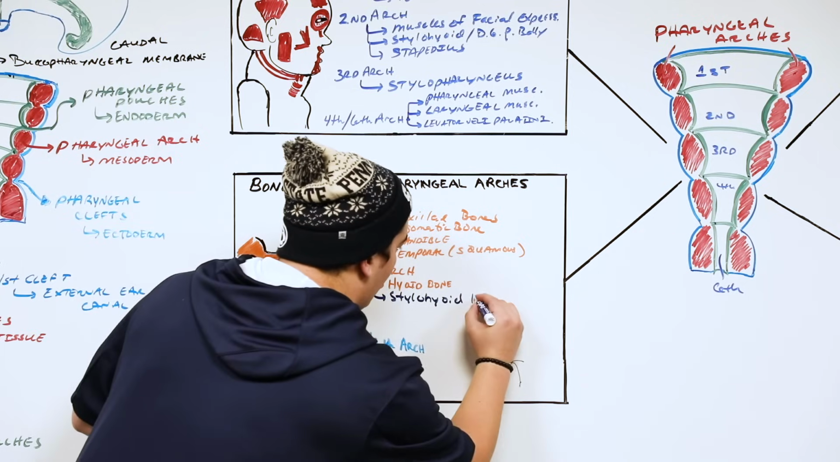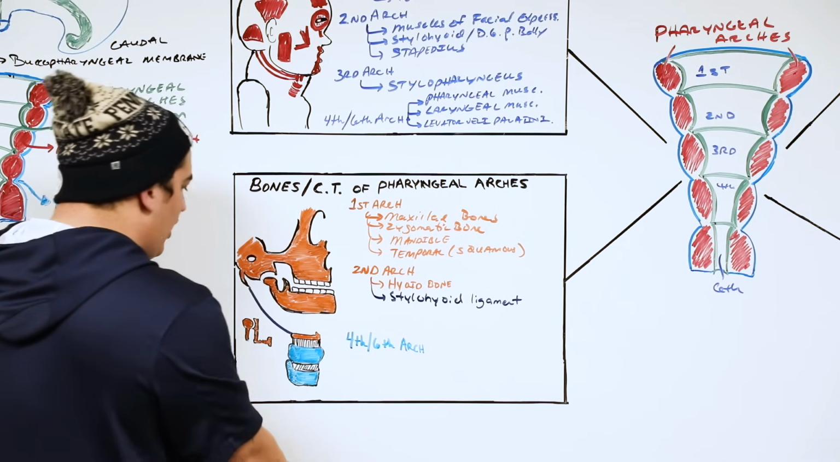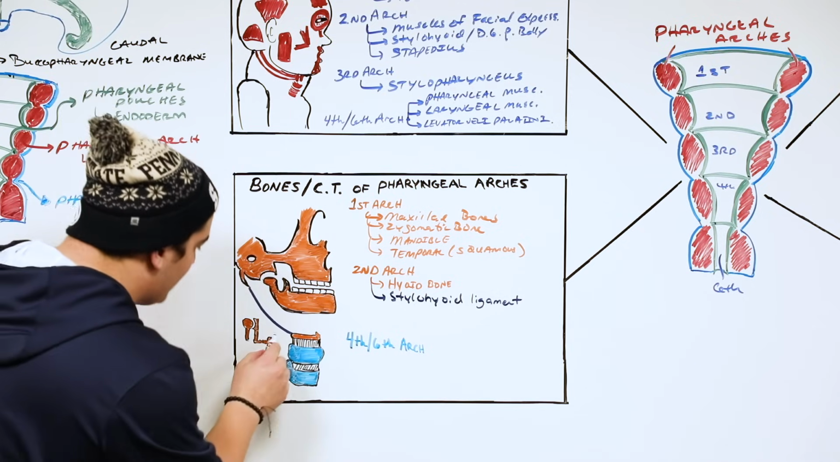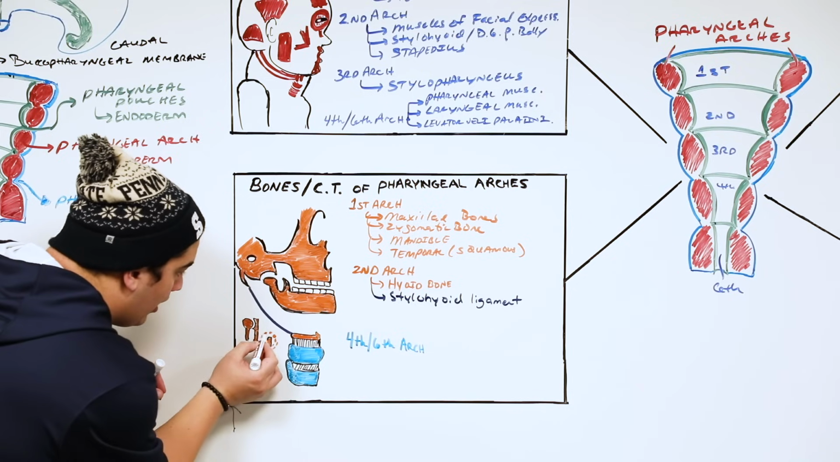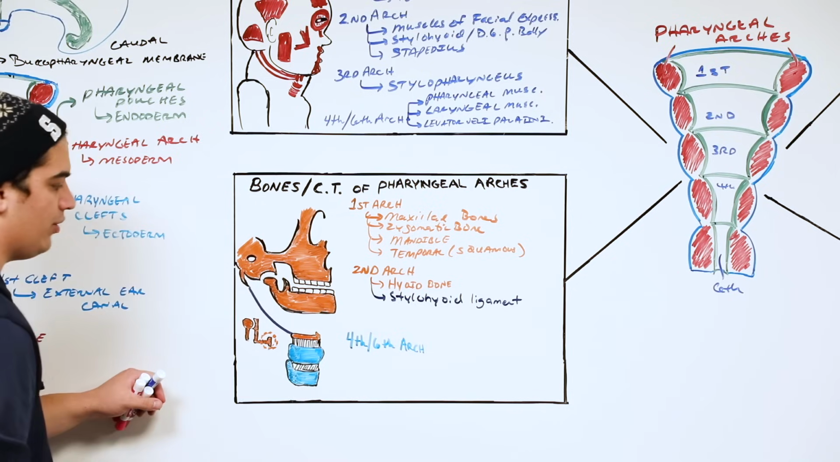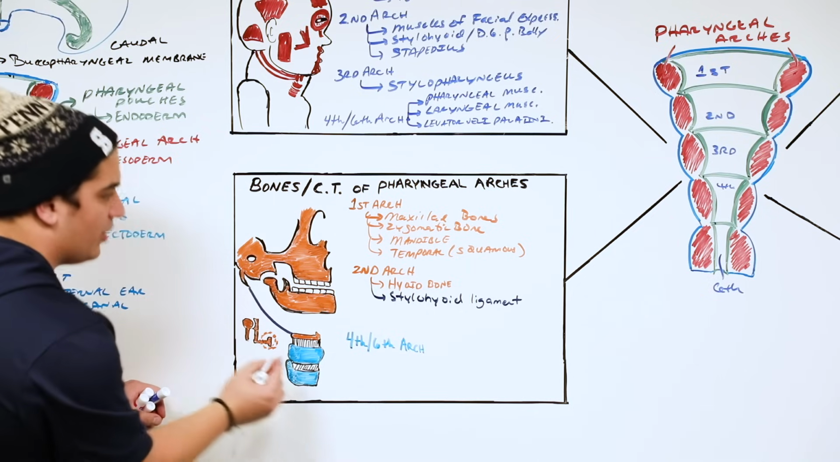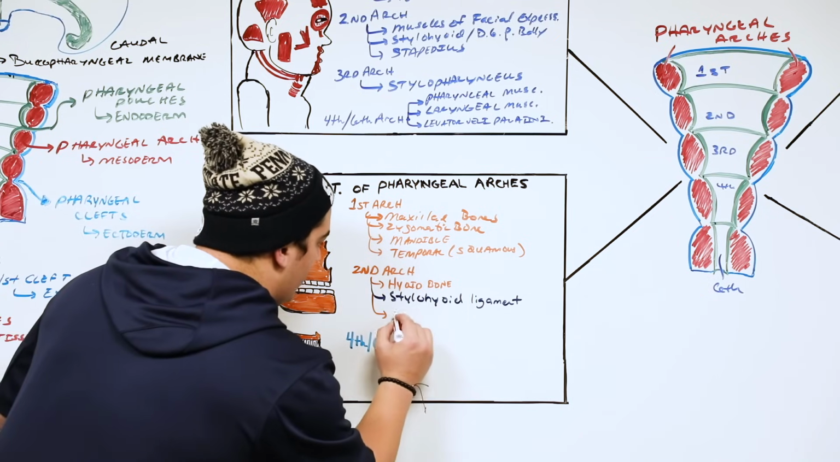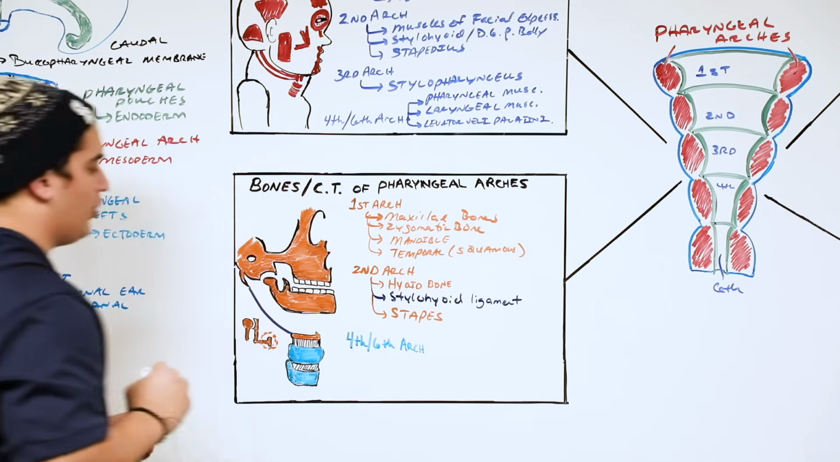But the stylohyoid ligament is going to be coming from at least the second arch. The next thing here is you have these little bones. You see these little bones in your middle ear? These little bones here are called your ossicles. This little one here, which taps on the oval window, is called stapes. That is actually derived from the second pharyngeal arch.